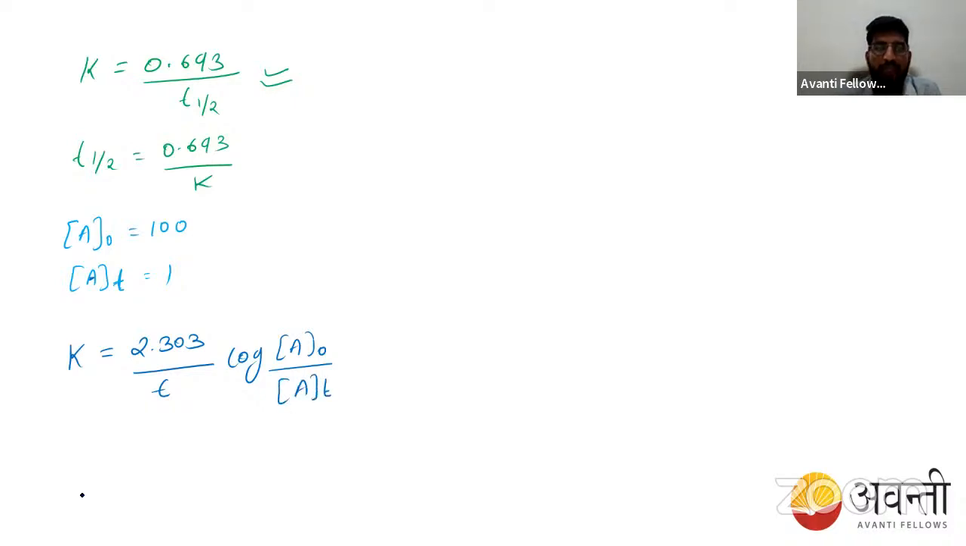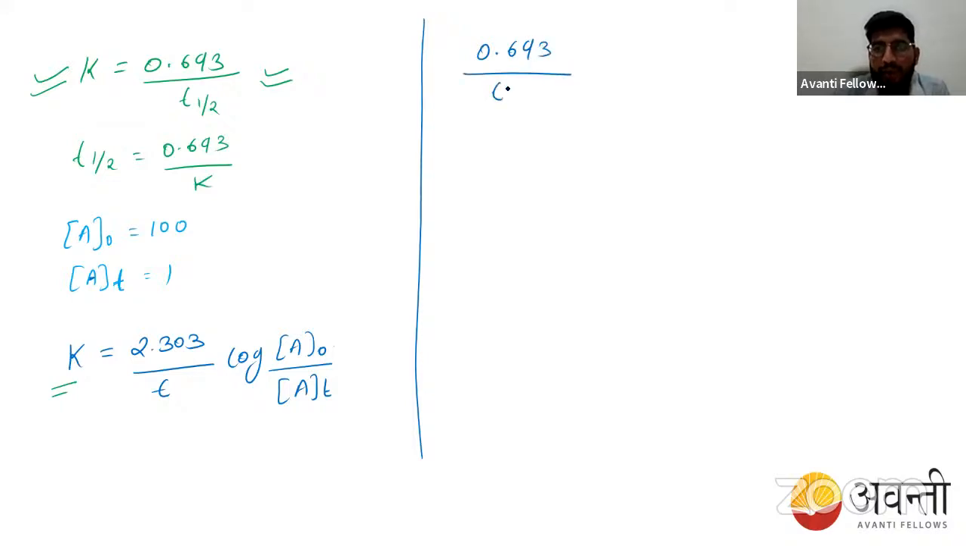So this is my integrated rate equation. You know the K values, from here you can see the K values. You have to find out the T, and you know the A naught values, you know the A t values. So you can put all the values in the equation. So K is equal to 0.693 upon T half.